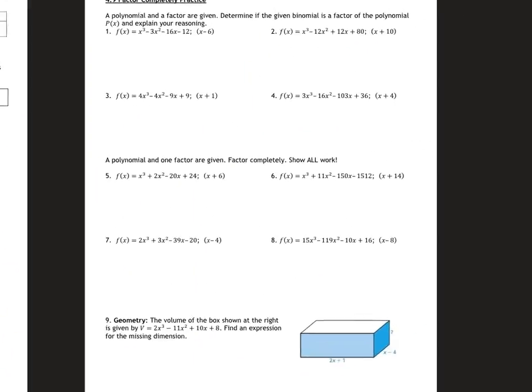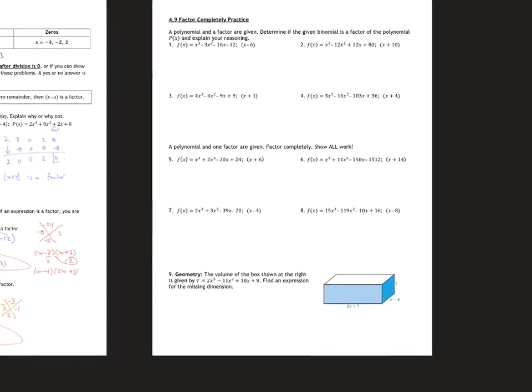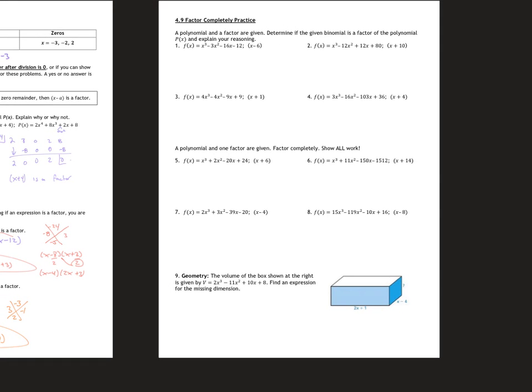Now, I went ahead and put practice over here. You can work through the practice. Take your time working through them. The answers will be posted on eClass for today. So you can go through here, some good practice. There's a good application with the geometry to make sure you got it. So if you got any questions, let me know.